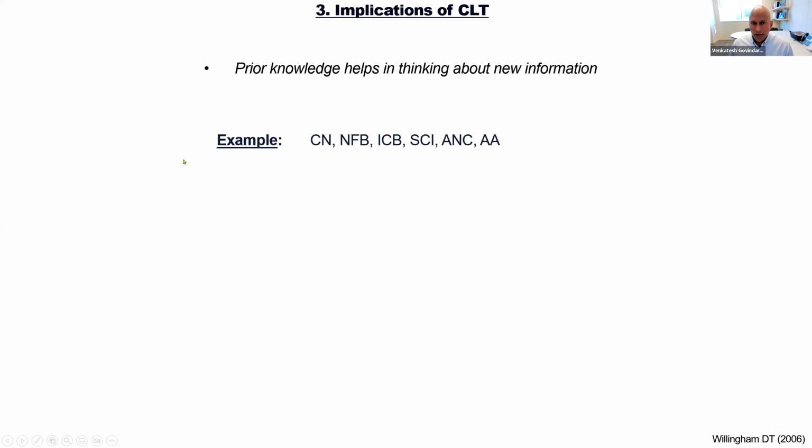Now, quickly, I will go over a couple of lines of experimental support for the idea that prior knowledge helps in thinking about new information. So this is fairly straightforward. Essentially, subjects are shown 16 random alphabets, and they're asked to memorize it, then repeat it back. And most of them could manage about 7 or 8 of these.